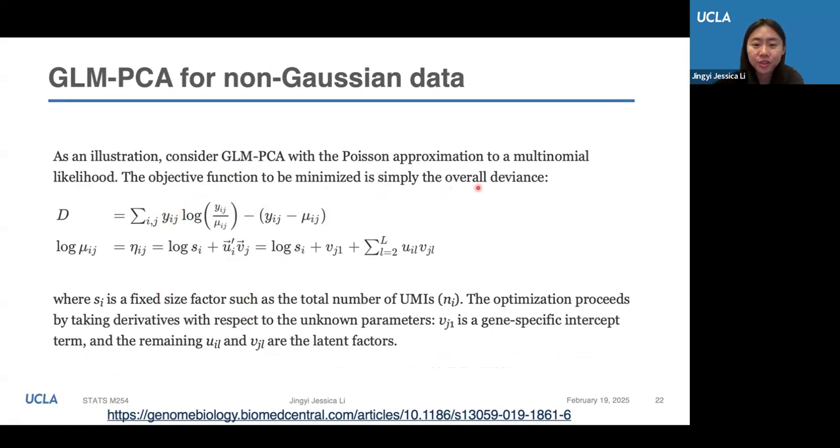I'll just quickly introduce this jargon. I mentioned that in my other class, but deviance is basically negative log likelihood. That's what it's basically about. So in this case, minimizing deviance is equal to maximizing the likelihood. So here the author tried to expand the log mu ij to be written as a sum of the UIL VJL sum.